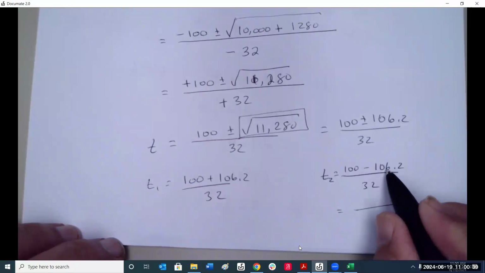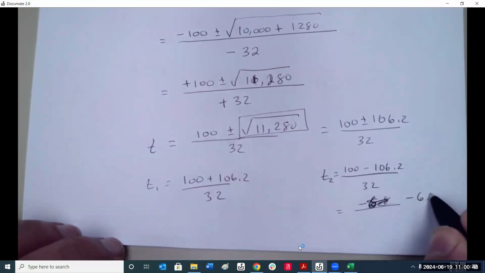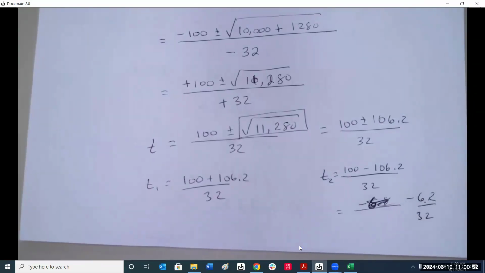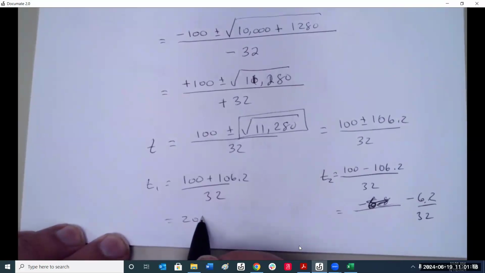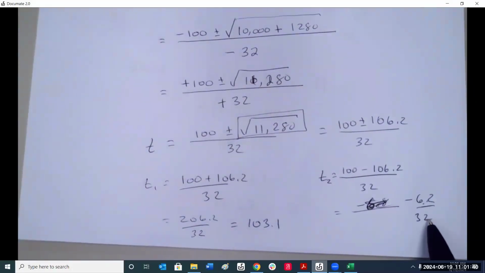Okay, notice on this side here, we're going to have a negative 6.2 over 32. Why is that negative? Negative time? I don't know, but there has to be a reason for it. And on this side, we're going to have 206.2 over 32. Why is this one negative?